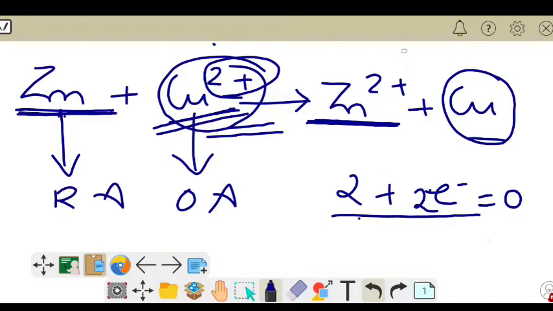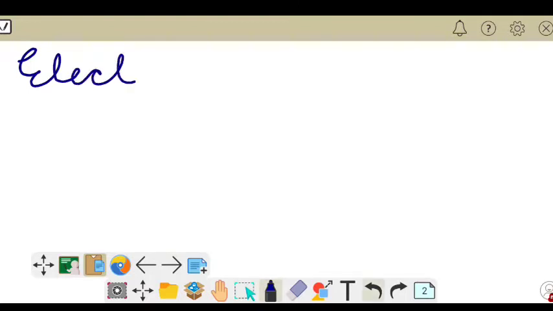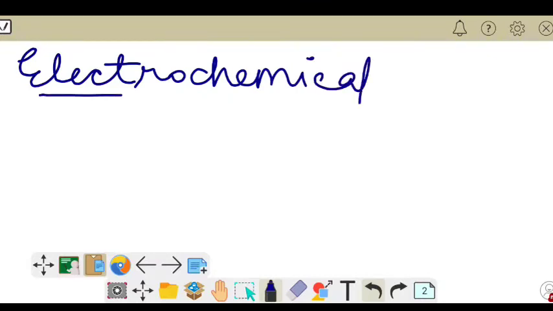So this was actually the method of redox reaction, because in a redox reaction oxidation and reduction take place together, simultaneously. If oxidation is occurring, then reduction has to be occurring. Clear? So now let us move on to the electrochemical series. This series is actually an arrangement of elements in order of increasing electrode potential.